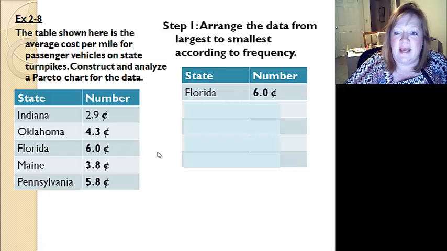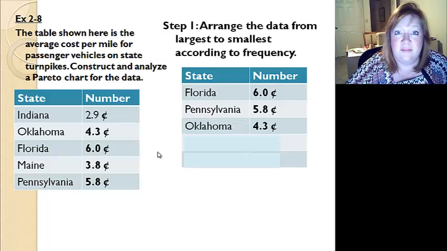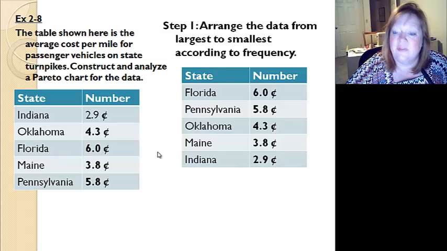Florida. Love that state. Then comes Pennsylvania. Gotta love the Amish. Then comes Oklahoma, the wind. And Maine. Got some lobster up there. And Indiana. Hey, Indianapolis 500, fast cars. Pretty nice place. So here's the order from top to bottom. That was our first step.